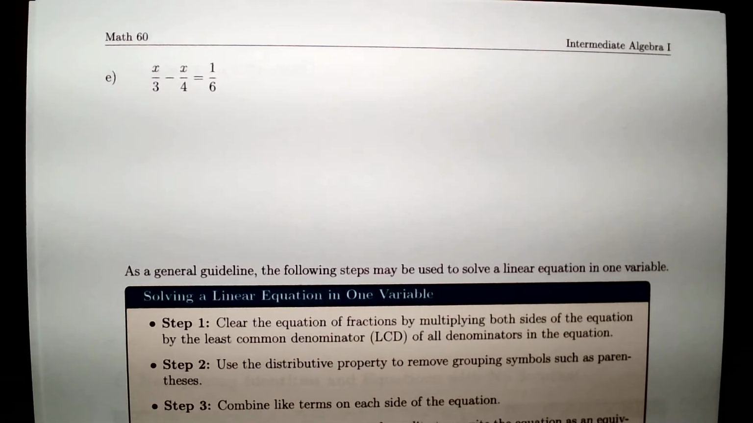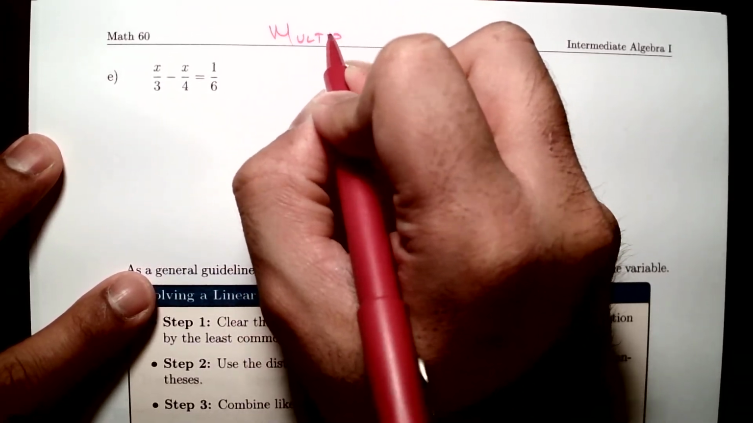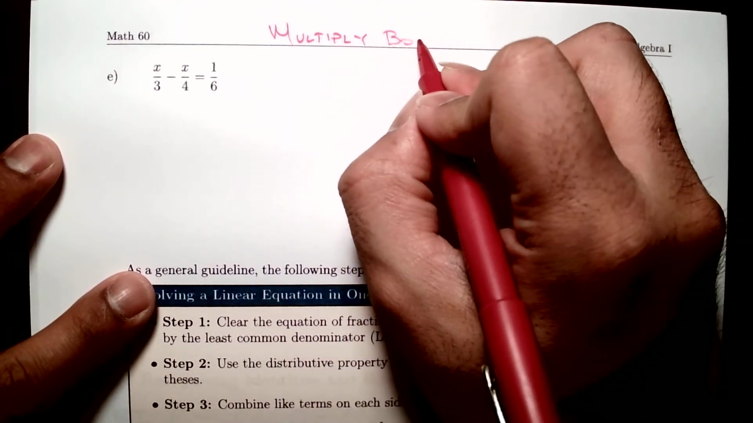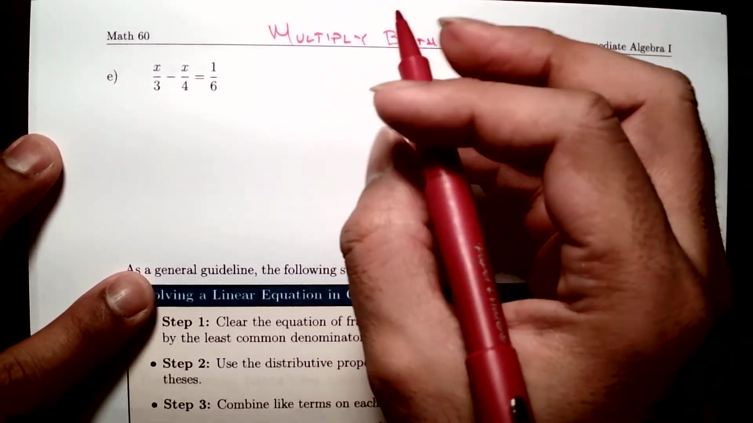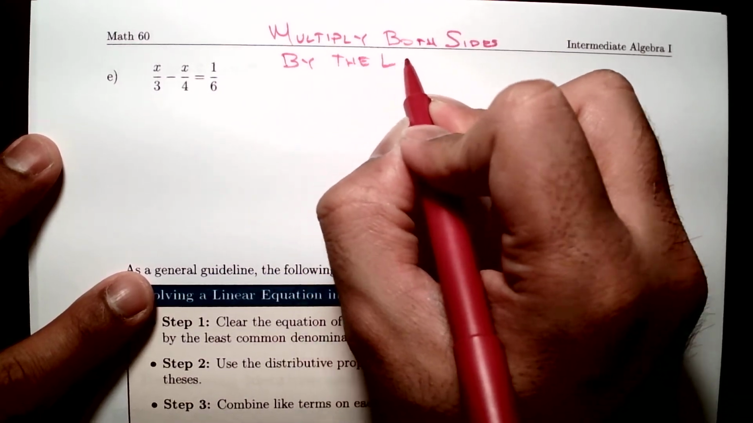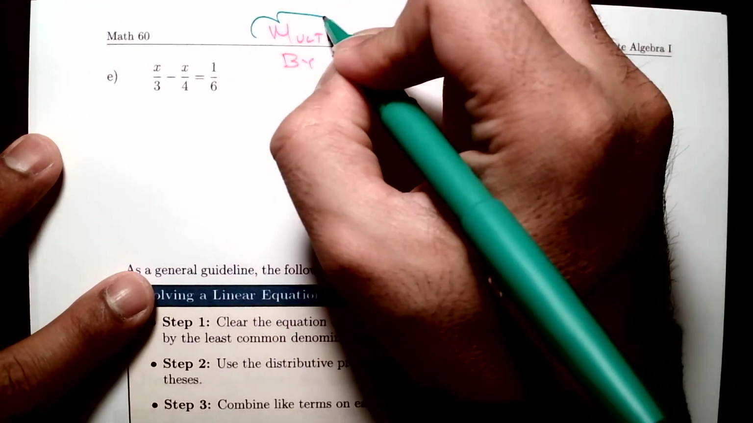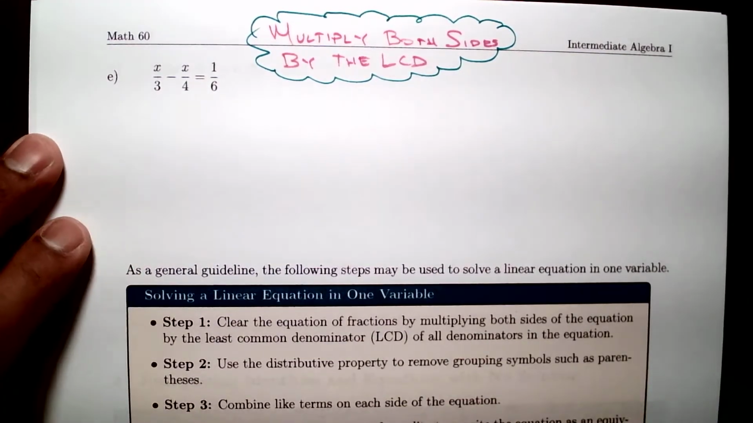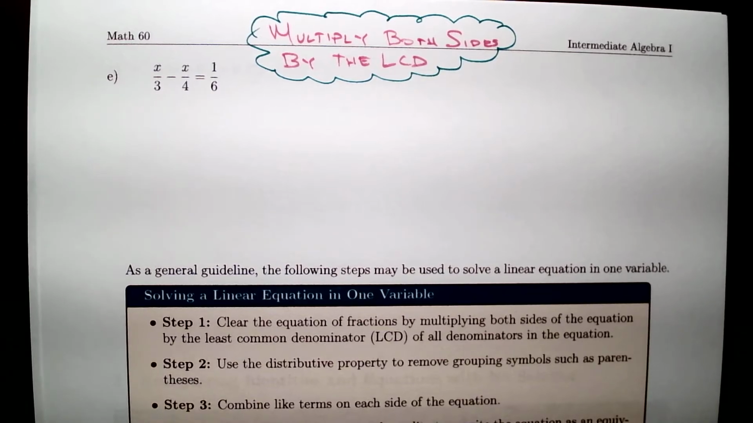The trick here is to multiply both sides by the least common denominator, LCD. Okay, so that's going to be the real trick here. Alright, I'm going to put this like that so you can remember what to do in cases like this.